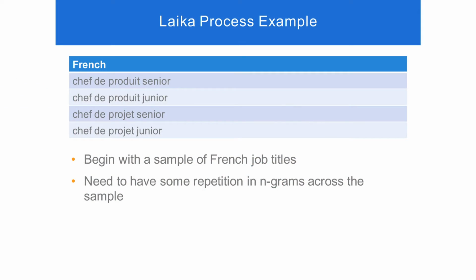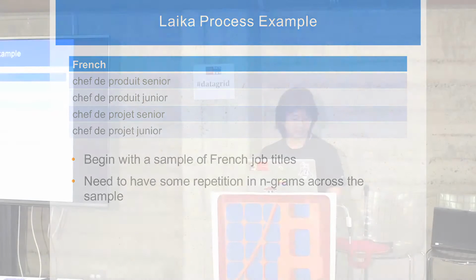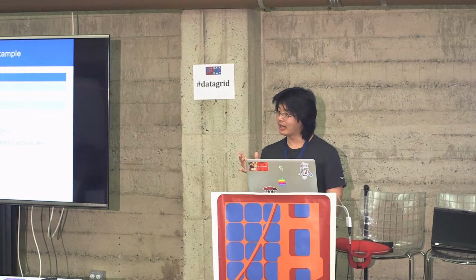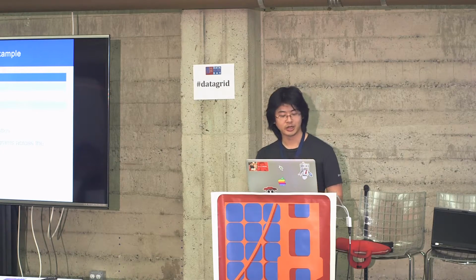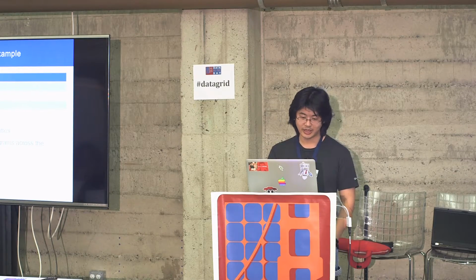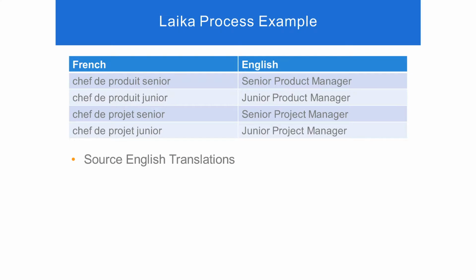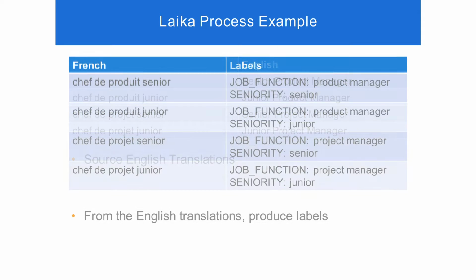So let's run through an example of that. I have here a very reduced, hand-picked set of job titles. I've made sure that they have a fair amount of overlap in the n-grams, so we have some chance of learning what the labelings should be. So here I have chef de produit senior, chef de produit junior, chef de produit senior, chef de produit junior, chef de projet senior, chef de projet junior. So this is senior product manager, junior product manager, senior project manager, junior project manager. So we've got the English translations, we've got the French job titles. We'll produce labels for the English and assume those belong to the French.